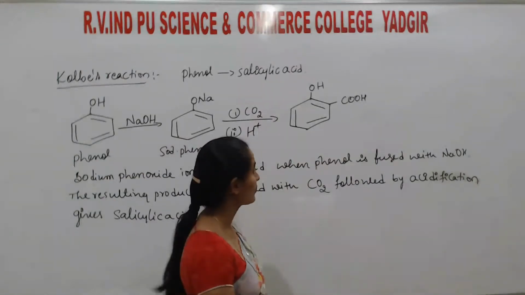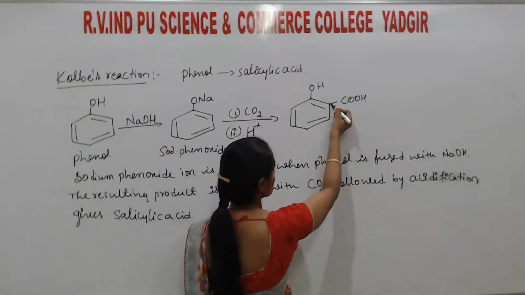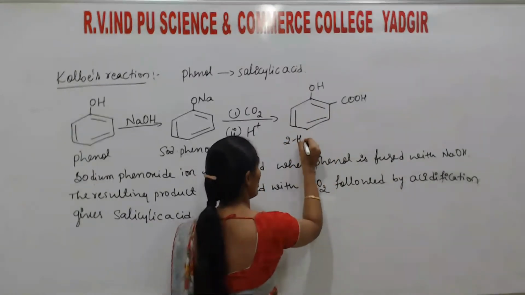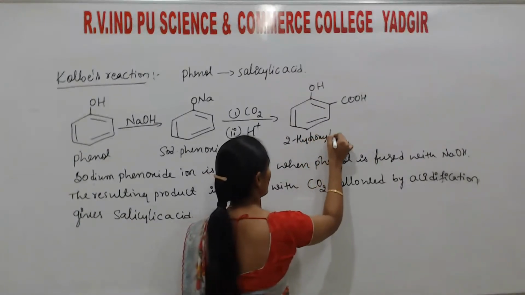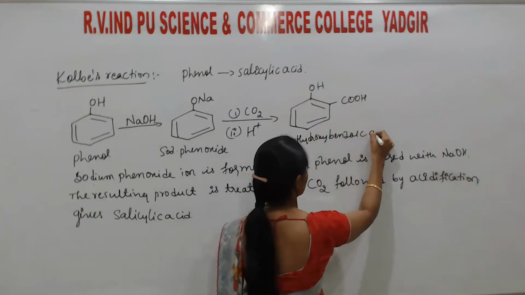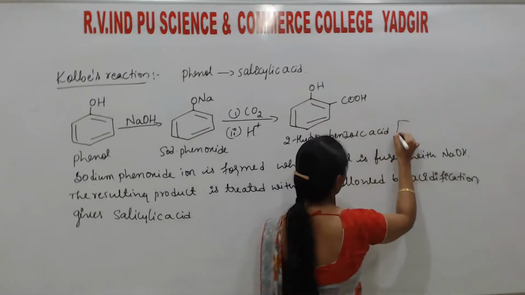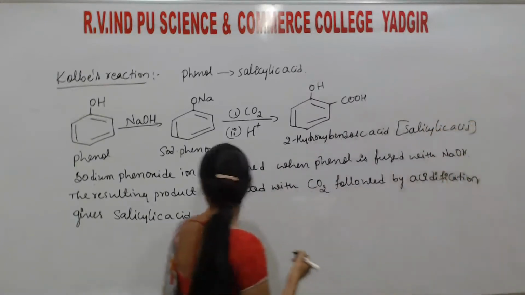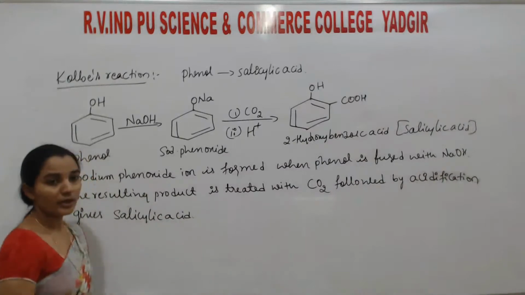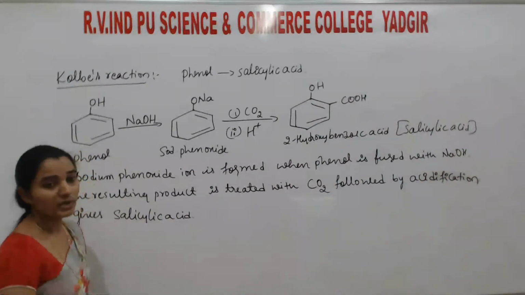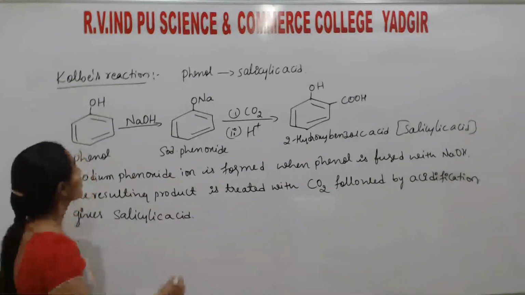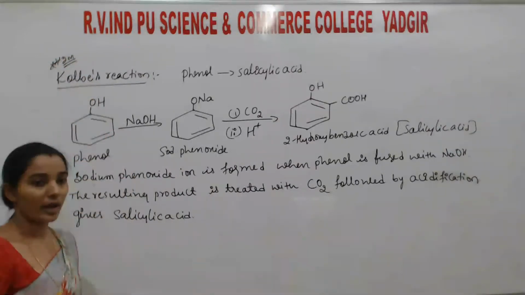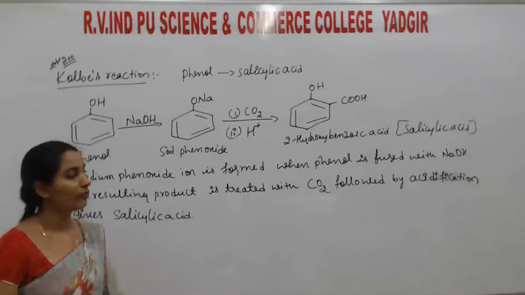Salicylic acid is the common name. If I write the IUPAC name, this is the COOH group, the most important group, at the first position, and the second position has OH, so it is 2-hydroxybenzoic acid. So this is also called salicylic acid. You may write in the place of salicylic acid, 2-hydroxybenzoic acid. This is the Kolbe reaction. It is important for 2 marks as it is a named reaction. Understood? Very important for 2 marks.